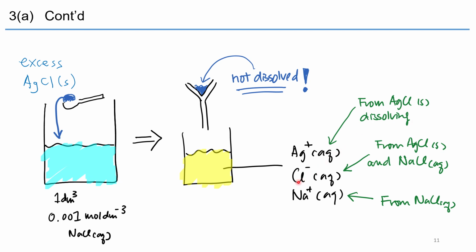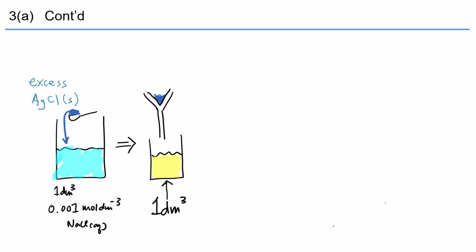Of course, you have your Cl minus. Where does this Cl minus come from? Two sources of it. First is because a little bit of your AgCl dissolves, so the little bit that dissolves will contribute to this Cl minus. At the same time, don't forget, you started off with 0.01 mole per dm cube of NaCl solution, so most of it will come from your NaCl. Of course, you also have your Na plus ions present, and this comes from your NaCl, which was the original solution.